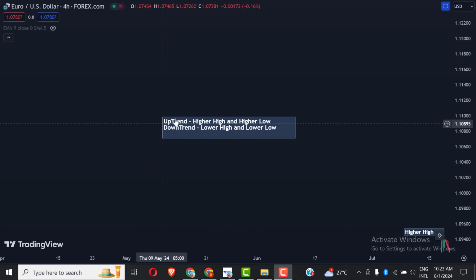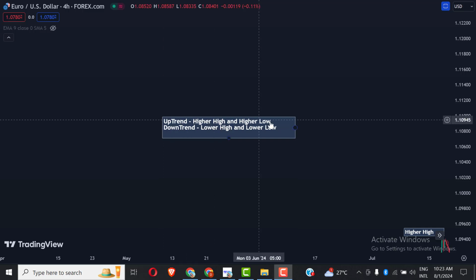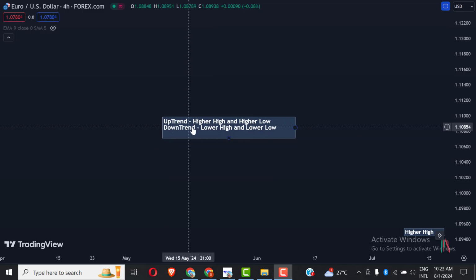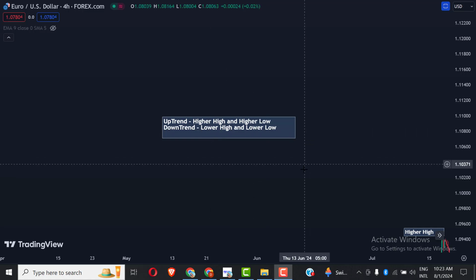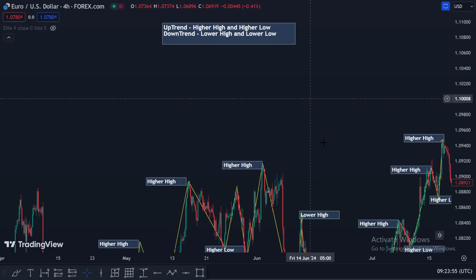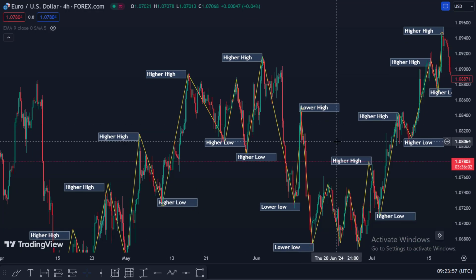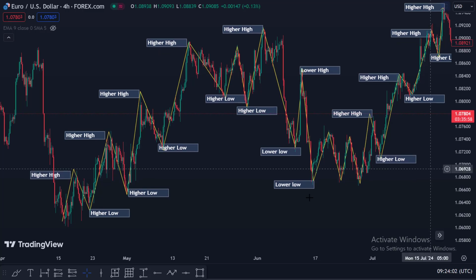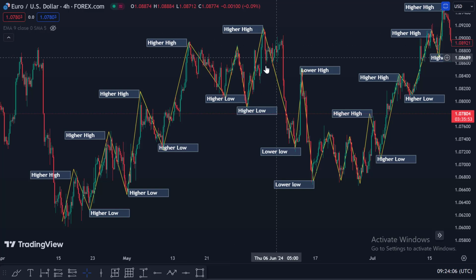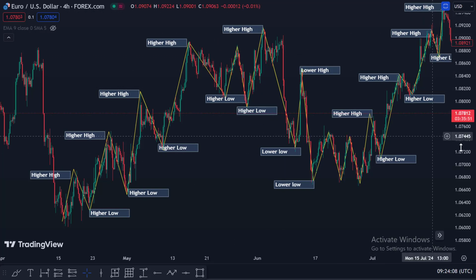As you can see, this is an uptrend. We're going to be discussing uptrend and downtrend. An uptrend consists of higher highs and higher lows. I'm also going to show you that a downtrend consists of lower highs and lower lows, so you can actually understand. This is what I put together on my chart, so this is a clear market movement on the uptrend and also on the downtrend.